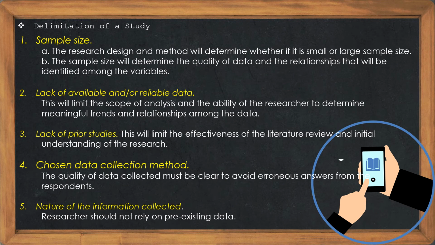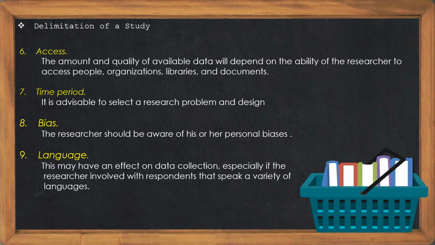Number 5, nature of the information collected. Researchers should not rely on the pre-existing data. Of course, what you're going to do is to research, and research, and research. Number 6, access. The amount and quality of available data will depend on the ability of the researcher to access people, organizations, libraries, and documents.